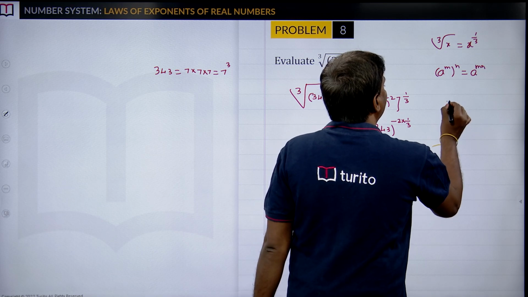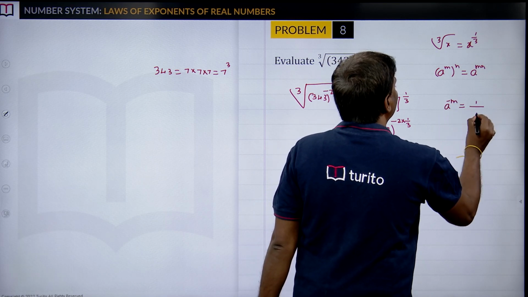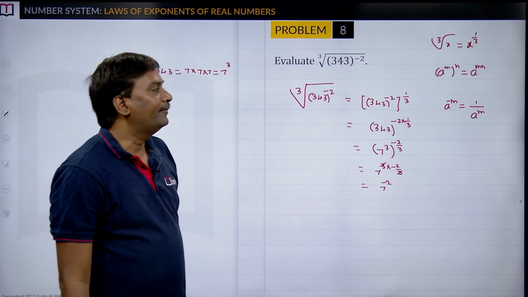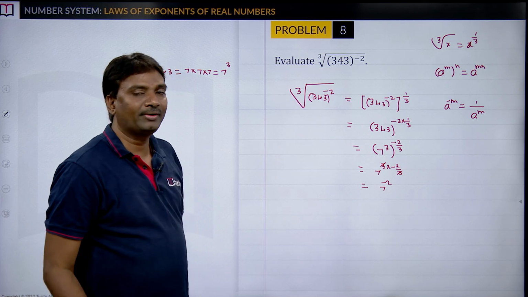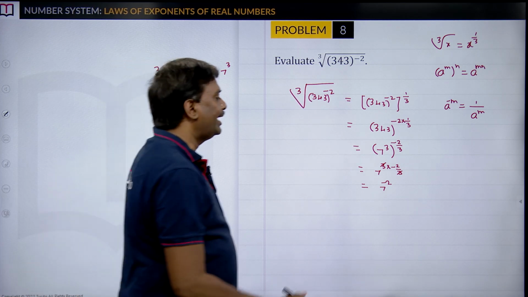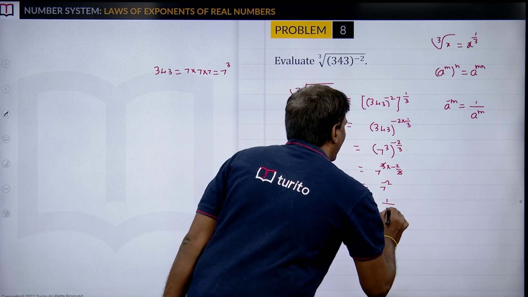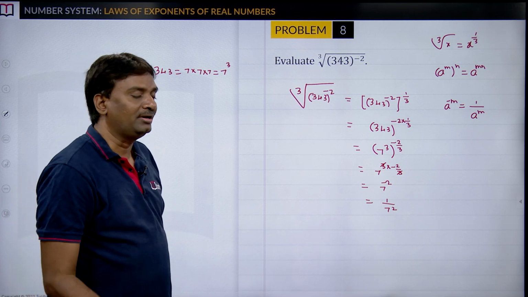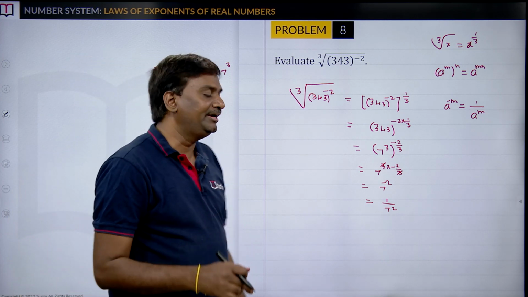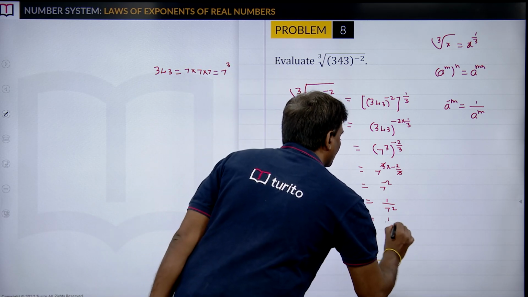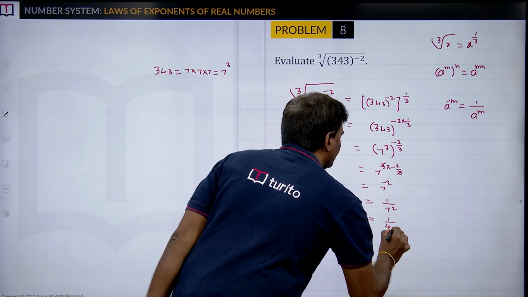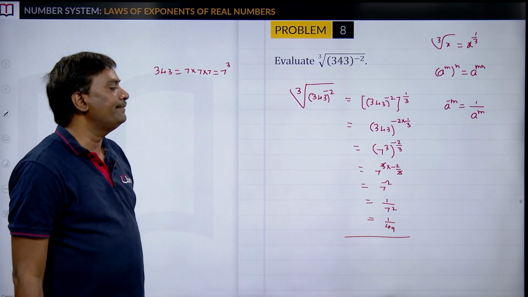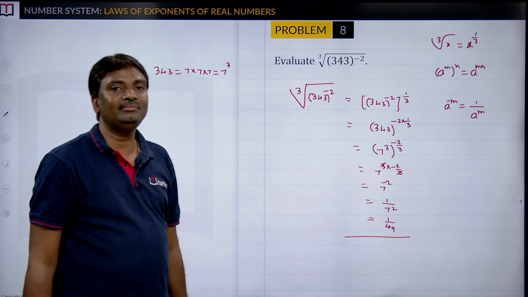Here again by taking the formula, a power minus m equal to 1 by a power m, 7 power minus 2 can be written as 1 by 7 square. So what is the meaning of 7 square? 7 into 7, that equals 49. So the value of cube root of 343 power minus 2 is 1 by 49.